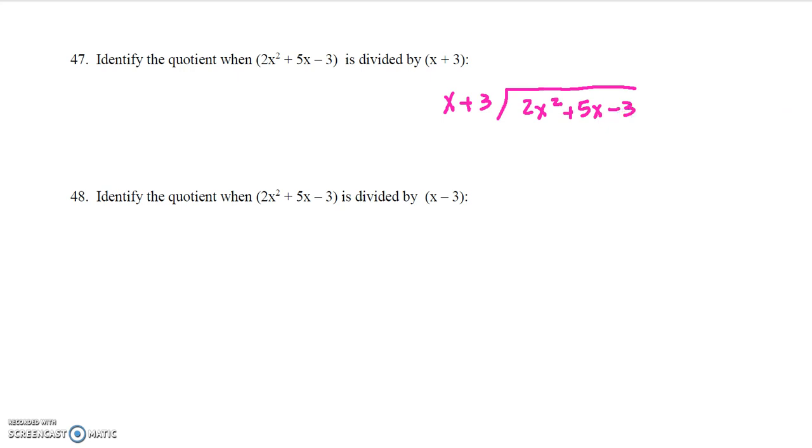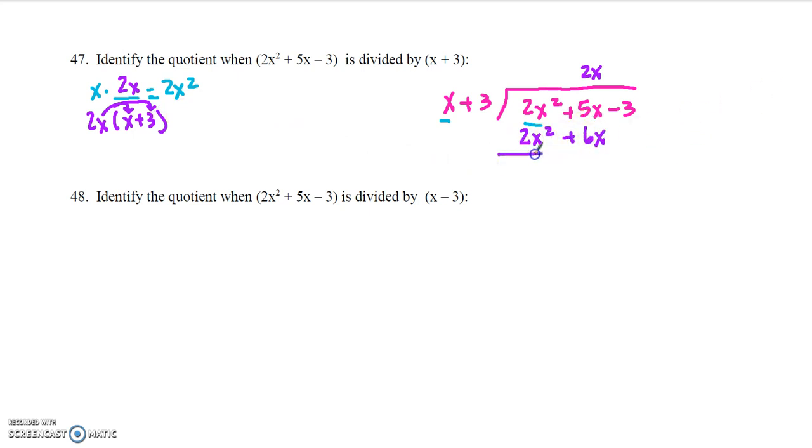3 on the inside. Okay, so again, we are looking at the first term, trying to get to the first term underneath. We have x times what will give me that 2x squared. So it looks like I probably need a 2 and an x. So then we're going to put that 2x here, and I'm multiplying 2x times this. So we're going to have 2x times x plus 3, and I will distribute. 2x times x is 2x squared. 2x times 3 is a positive 6x.